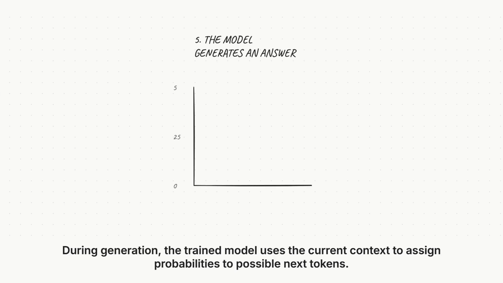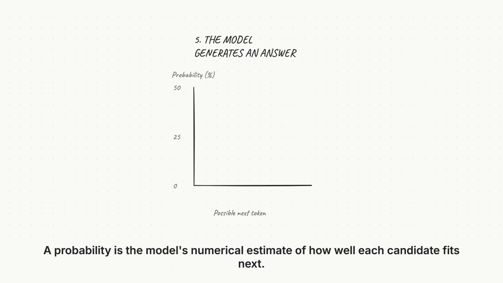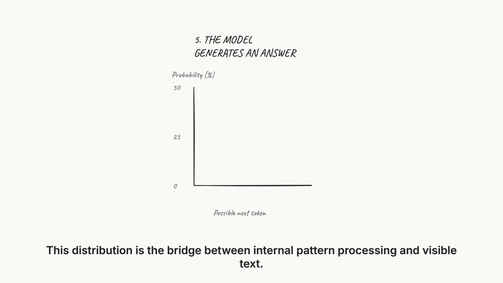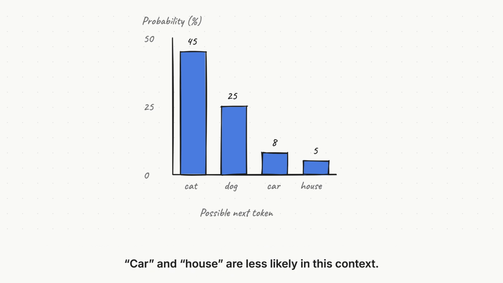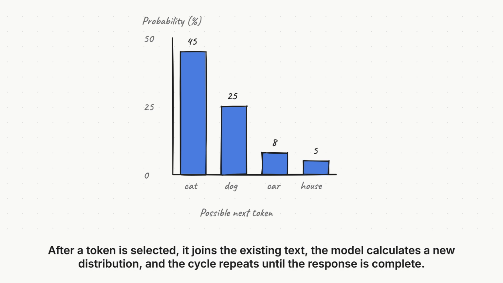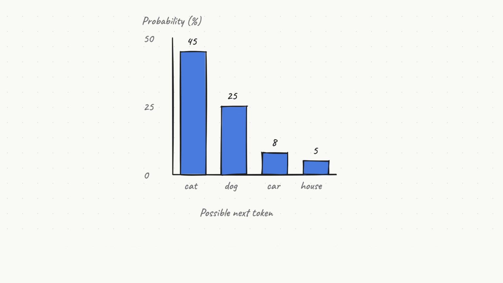During generation, the trained model uses the current context to assign probabilities to possible next tokens. A probability is the model's numerical estimate of how well each candidate fits next. This distribution is the bridge between internal pattern processing and visible text. In this example, cat has the highest shown probability at 45%, followed by dog at 25%. Car and house are less likely in this context. After a token is selected, it joins the existing text. The model calculates a new distribution, and the cycle repeats until the response is complete.